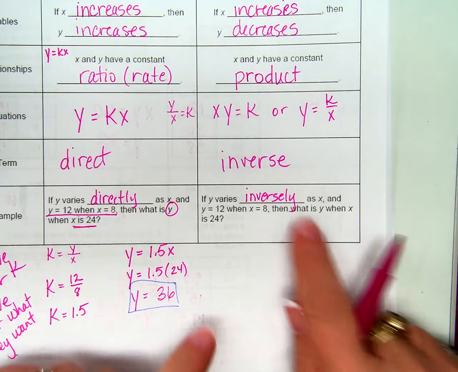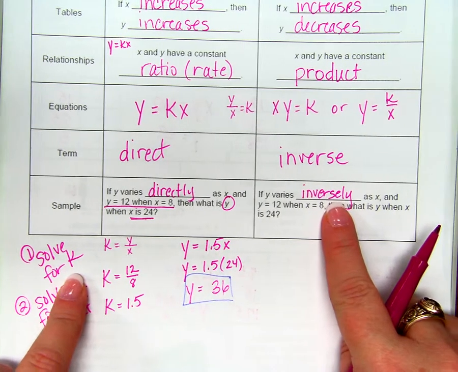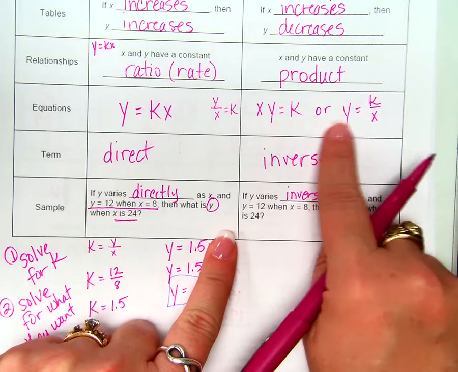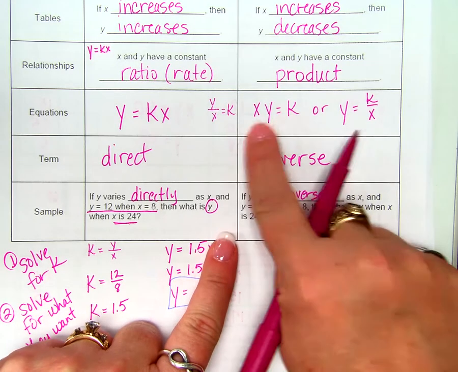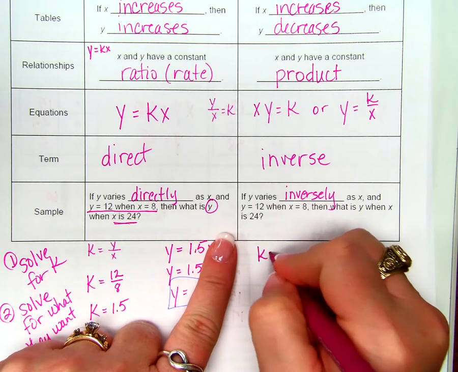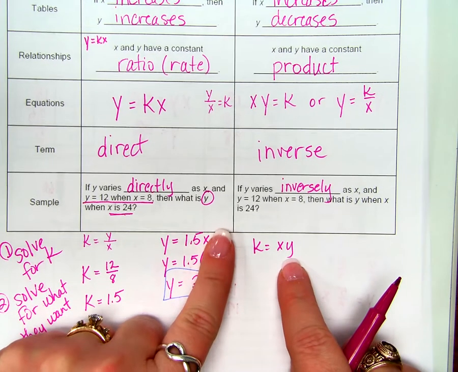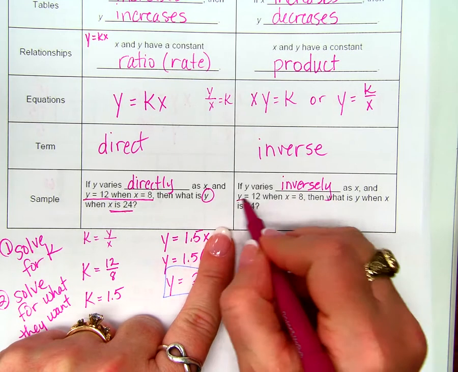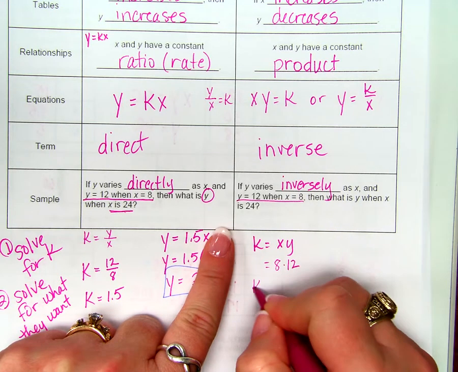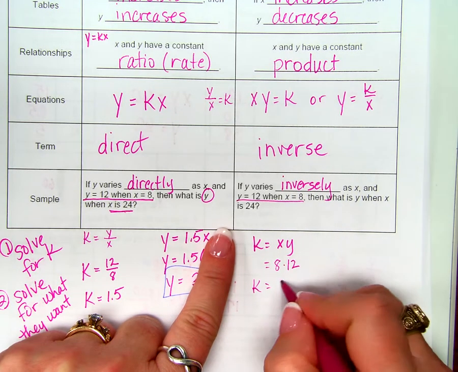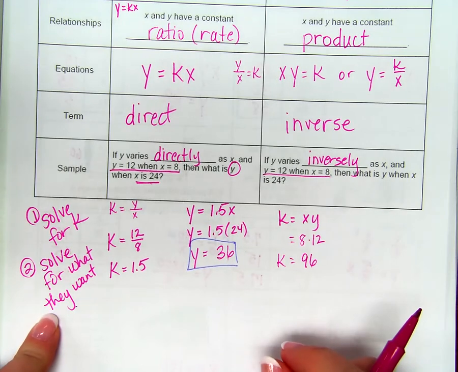Okay? So, what do we do first? Solve for k. Which one of these equations do you think I ought to use if I'm trying to solve for k? Equals k, right? So k equals xy. Am I given an xy to solve for k? Right here. Y is 12 and x is 8. What is 8 times 12? 96.